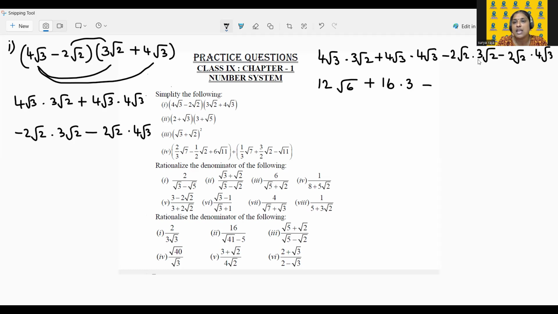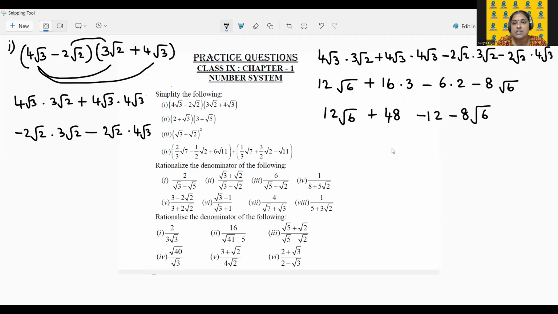Minus 2 times 3, 6. Times square root of 2 times square root of 2, 2. Minus 4 times 2, 8. Square root 2 times square root 3, square root of 6. Okay. Now 12 root 6 plus 16 times 3 would be 48. Minus 12 minus 8 root 6.